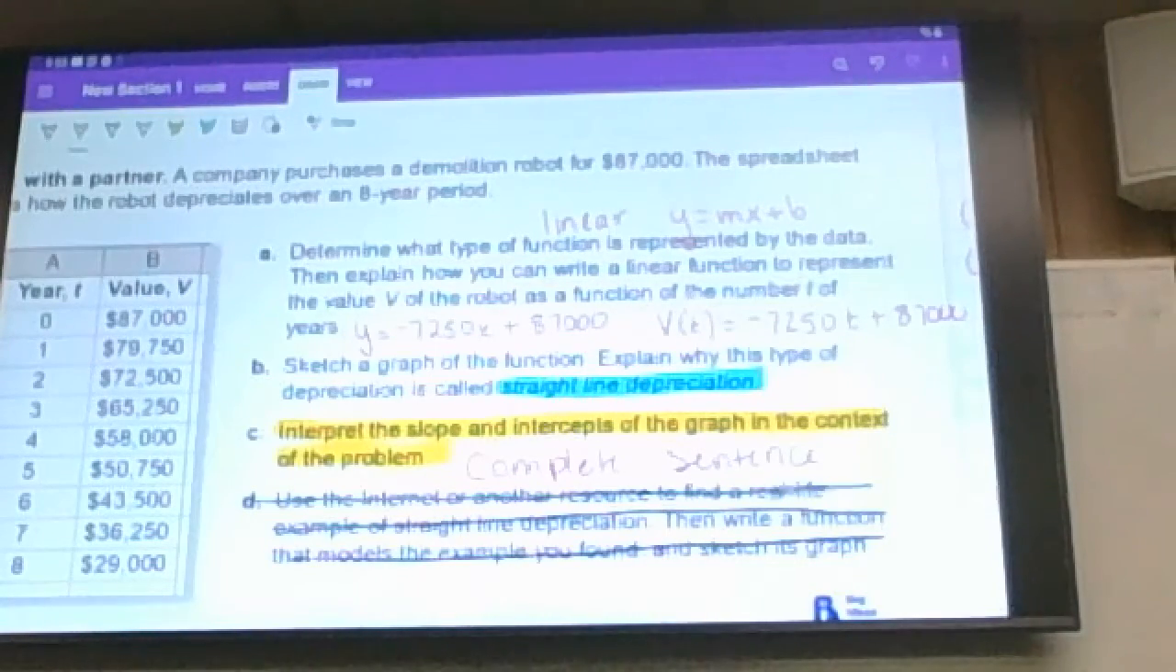I'll get you started. The slope of negative 7250 shows. Yeah. The value decreases $7,250 per year of ownership. Love it. The value decreases. Write it down, you guys. $7,250 each year of ownership. Well, really well said.